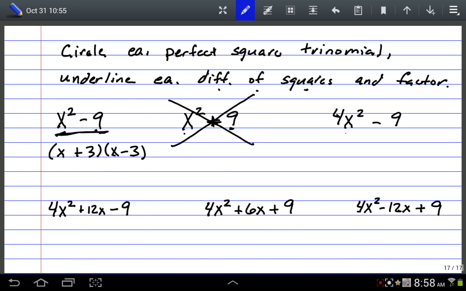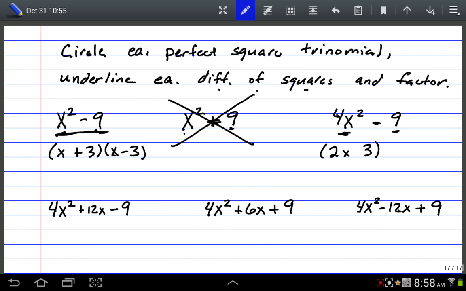All right, the next one, 4x squared minus 9. Now that's a binomial. That's a perfect square. That's a perfect square. And that's a difference. So now let's factor. The square root of this one and the square root of this one would be 2x and 3.